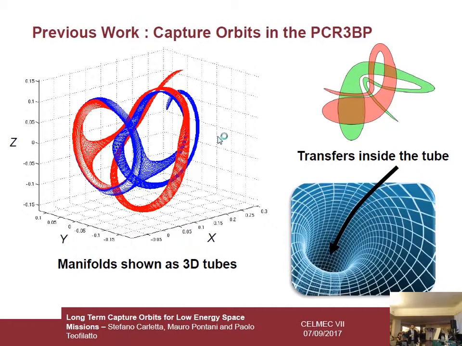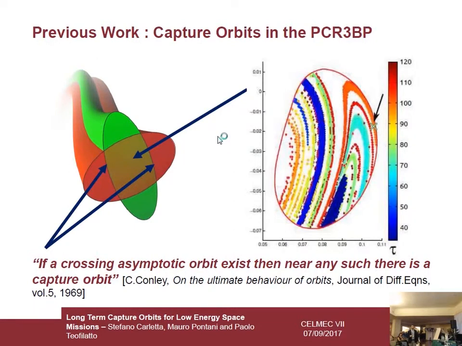Now we can see that the two tubes representing the two manifolds intersect multiple times. And the intersection is an interesting region because something interesting happens. The common region here is made of temporary capture orbits. It represents the region of temporary capture orbits. We can see a sketch here with a section of this intersection, and the colored points represent the initial states considered and propagated in the planar problem, and we have a color bar representing different capture times. This is in accord with Conley's theorem: at the boundary of this region, where a crossing asymptotic orbit exists, near any such orbit there is a capture orbit.